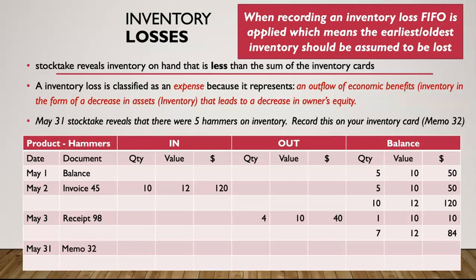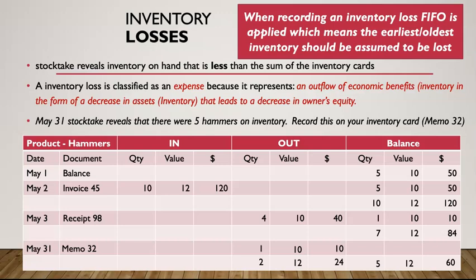This will always be recorded in a memo. That one of the $10 ones will be lost because that is our oldest stock. We haven't got down to 5 yet. We still then need to record 2 of the $12 ones. And that means we then have 5 $12 ones left, or $60 worth of inventory. And that's how you record an inventory loss.